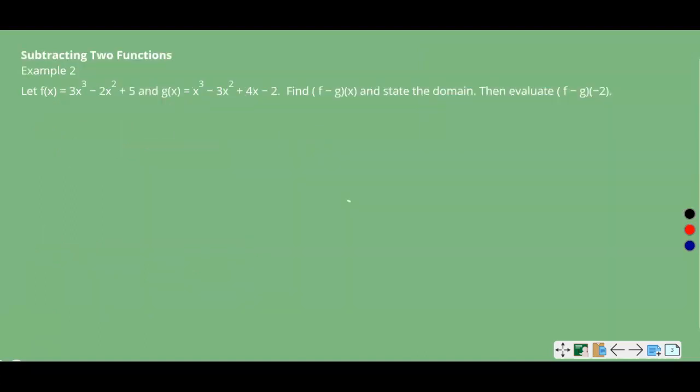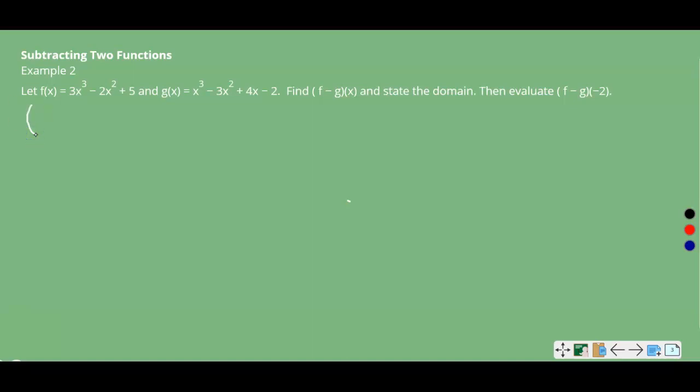Example 2, subtracting two functions. Let f of x equal 3x cubed minus 2x squared plus 5 and g of x equal x cubed minus 3x squared plus 4x minus 2. Find f minus g of x and state the domain. Then evaluate f minus g of negative 2.